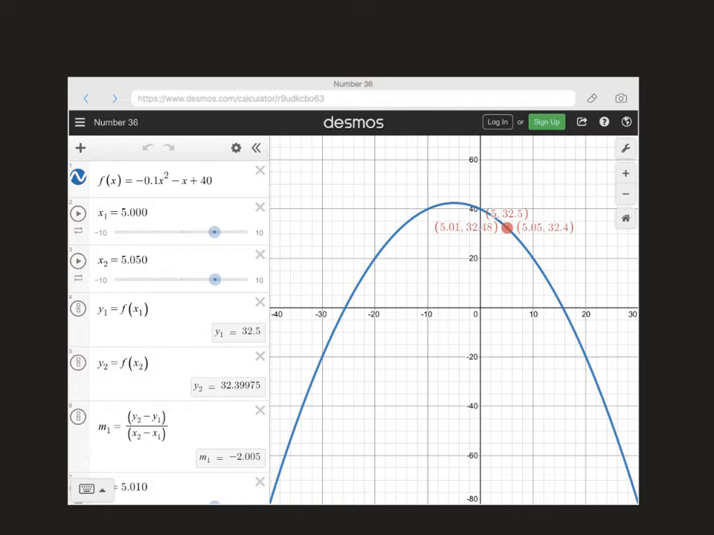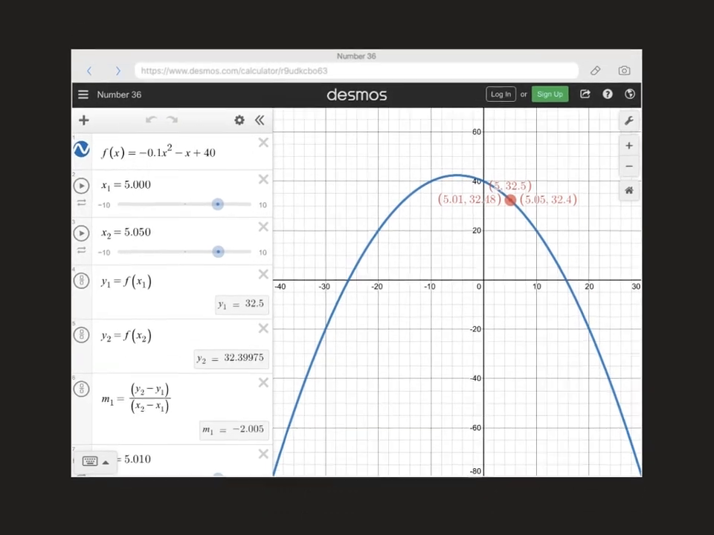5,050 number. I had it compute the y values, right? F of 5 and f of 5.05. And you can see those values here. Oops, I'm drawing on the screen. Let's get rid of that. You can see those values here.